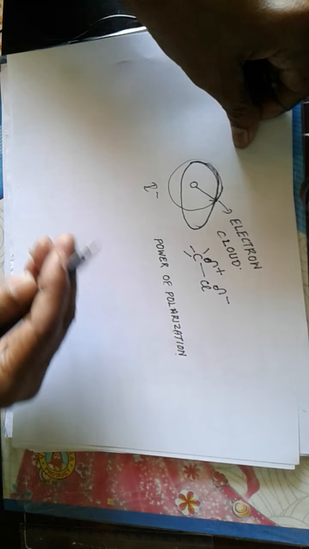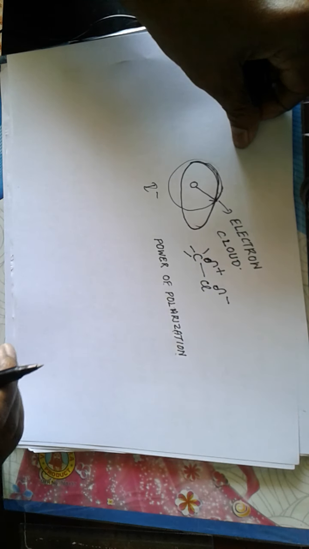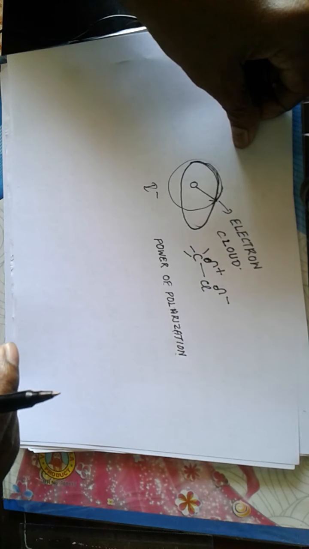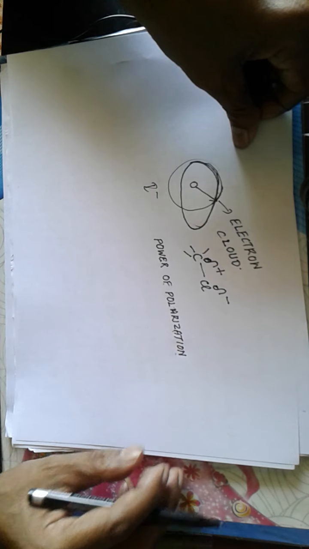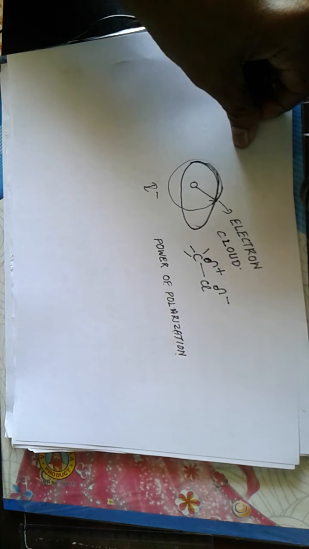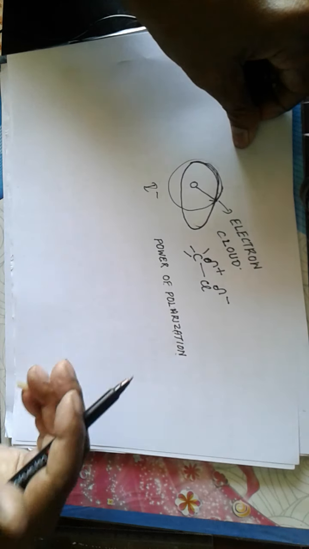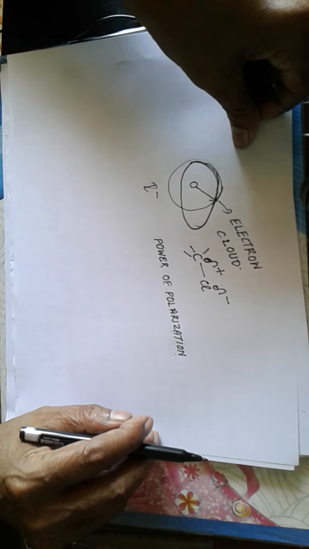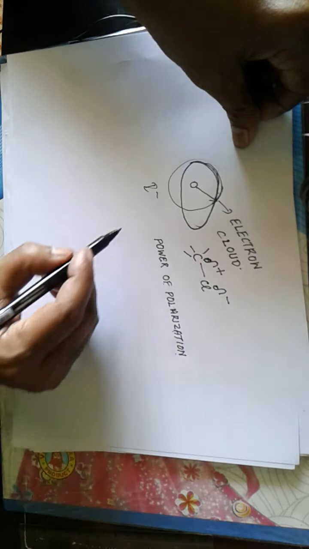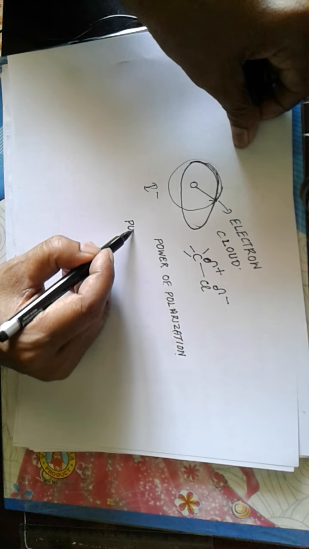Now in the converse direction, the susceptibility of the negative ion to yield to polarizing power, or power of polarization, is called polarizability.